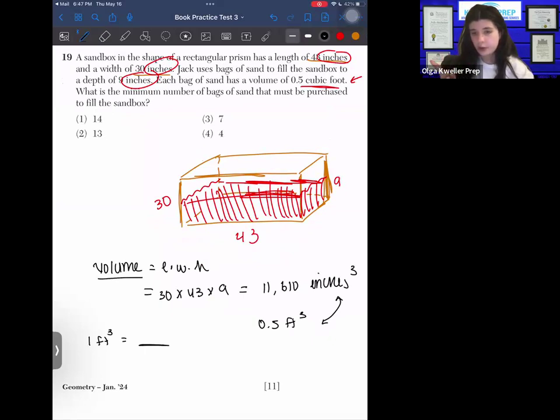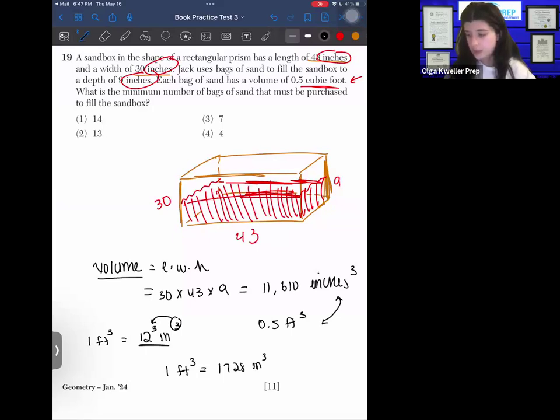This is where you have to be careful, right? You want to say 12 inches cubed. You have to be really careful because you have to cube the conversion. So it's not just 12 inches cubed, the cube must distribute to the 12 as well. Does that make sense? So really it's 12 by 12 by 12. So 1 foot cubed is equal to 1,728 inches cubed.